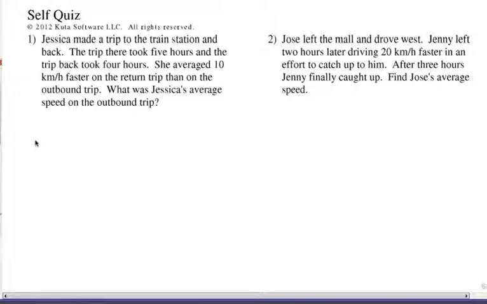The first step, I think, is to draw the proper diagram. Then we can figure out the formula and the equation to write. Now it says Jessica made a trip to the train station and back. So here she is going to the train station, and here she is going back. Now notice that the distance is the same. That's kind of a key part of this.